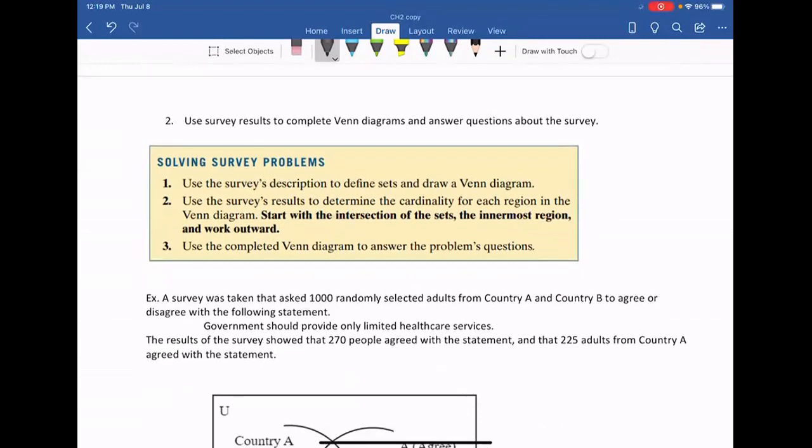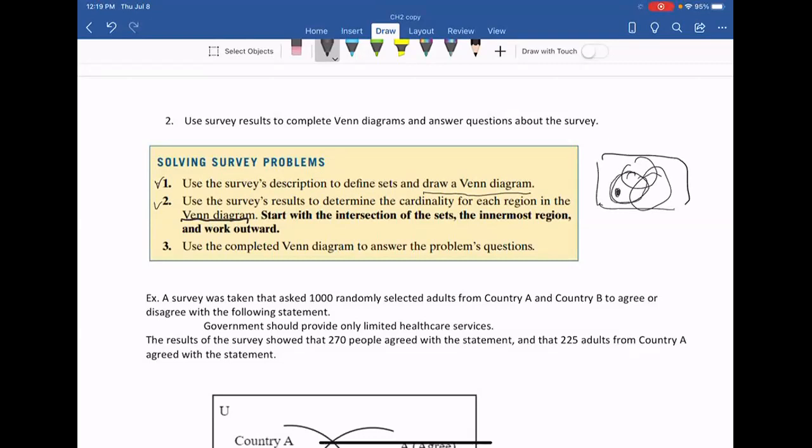So there are 3 steps to solve a survey problem. First one, use the survey's description to define sets and draw a Venn diagram. Second, use the survey's results to determine the cardinality for each region in the Venn diagram. That means if I draw a Venn diagram, in the second step I need to find the number, or the cardinality, of each set.